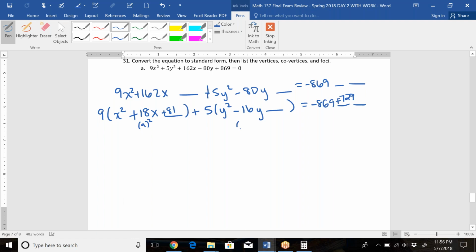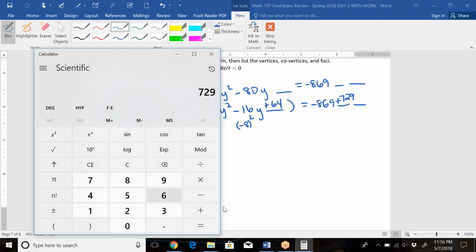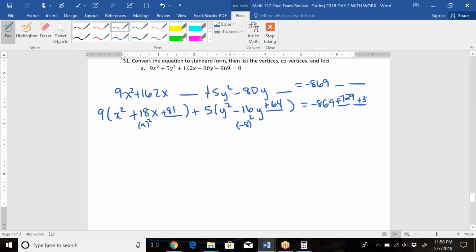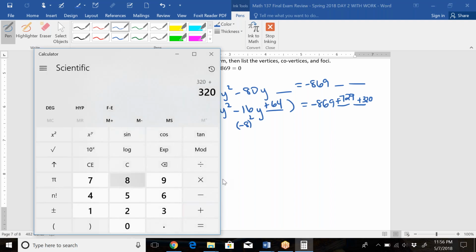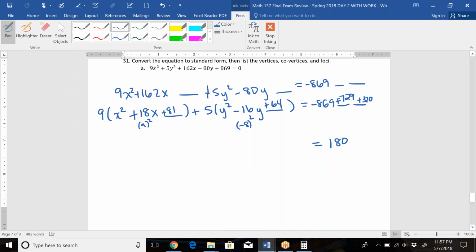And then half of this, negative 8 squared, would be positive 64. And 64 times the 5 that we pulled out is 320. So we need to add those to the right side. So that's 320 plus 729 minus the 869. So that's 180 on the right side.